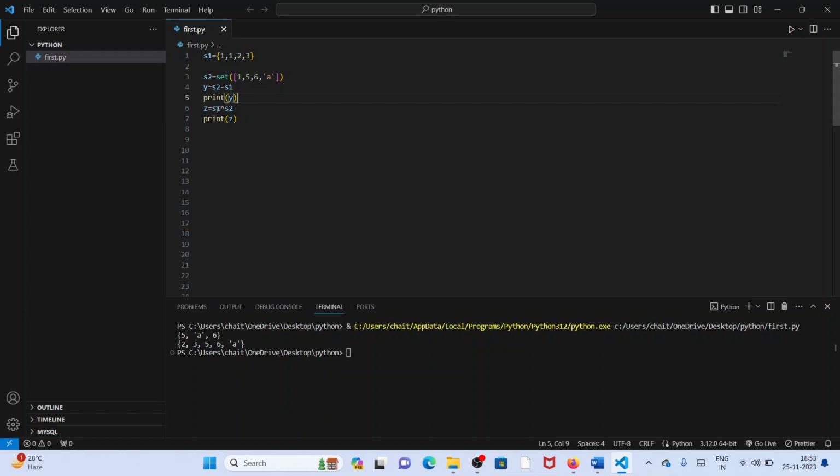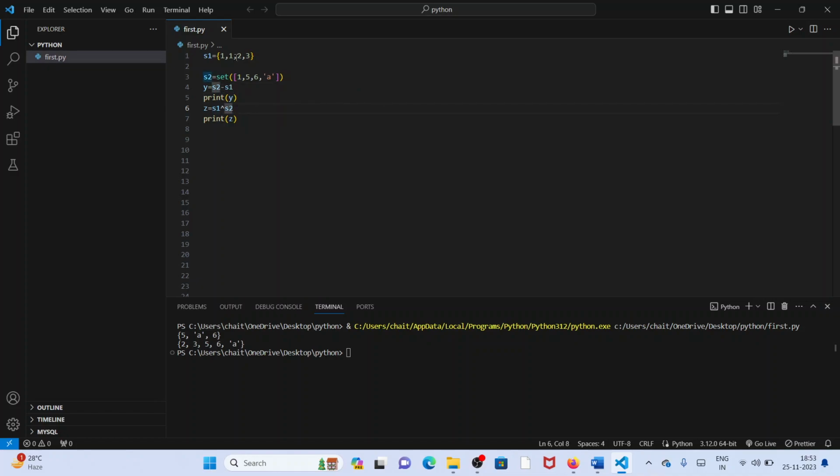Whereas if you write S1 symmetric difference S2, it returns all the elements except common elements: 2, 3, 5, 6, 8. Common elements will be eliminated here. Except common elements, all other elements will be written in the symmetric difference. Symmetric difference is quite the opposite of intersection.